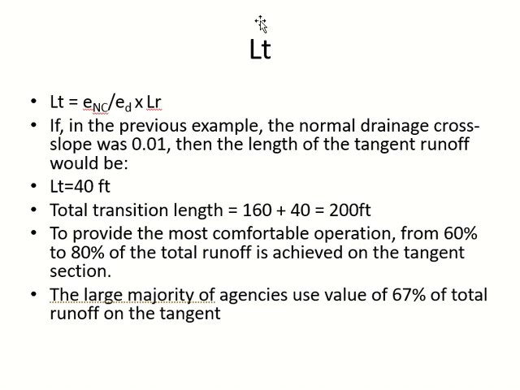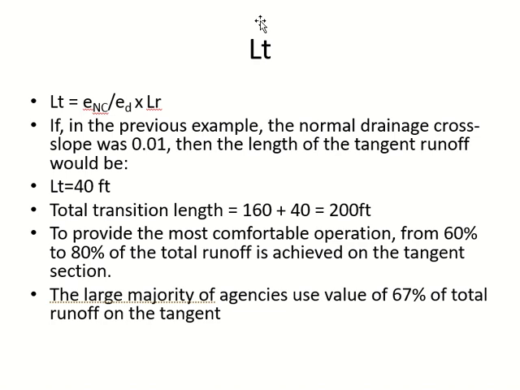Now I'm doing this for the curve, right? Before the curve, there is a tangent. So this transition is divided into tangent and curve. Normally, 67% on the tangent, 33% on the curve. So out of 200, 67% will be on the tangent. The last 33% will be on the curve.